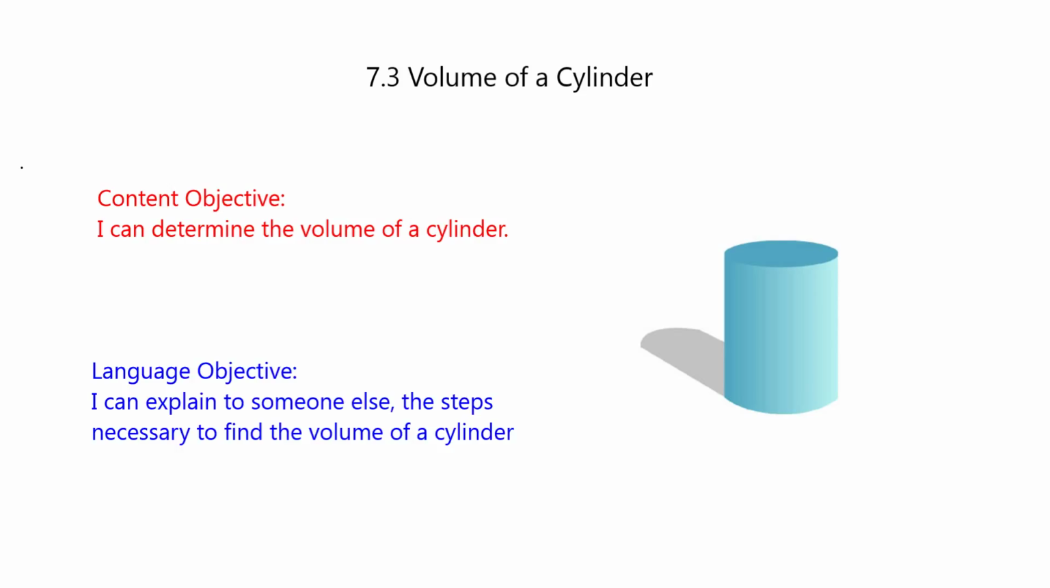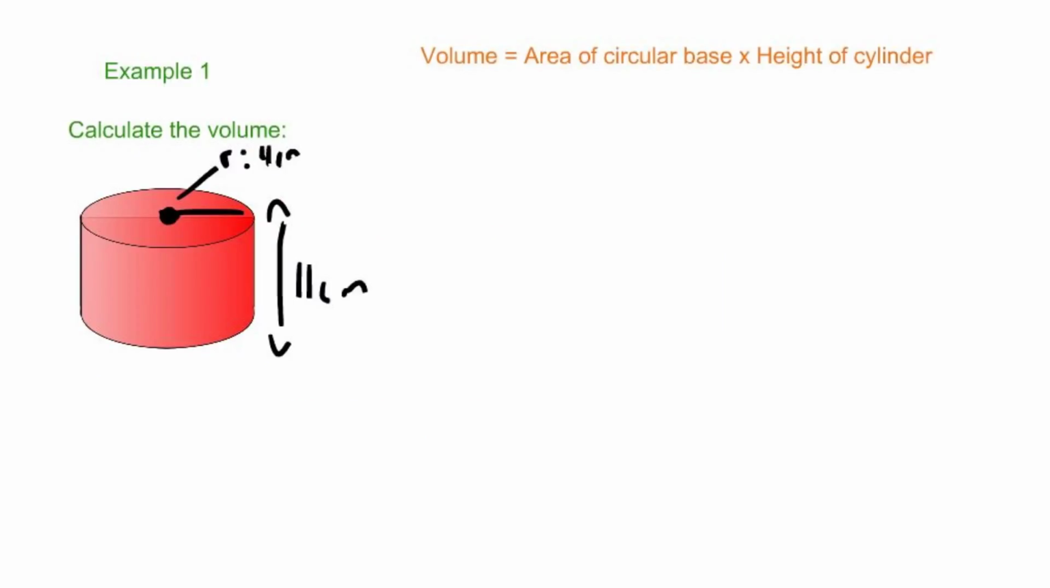Today we're looking at 7.3, finding the volume of a cylinder. So our content objective for today is I can determine the volume of a cylinder. And our language objective for today is I can explain to someone else the steps necessary to find the volume of a cylinder. Now let's take a look at our first example.